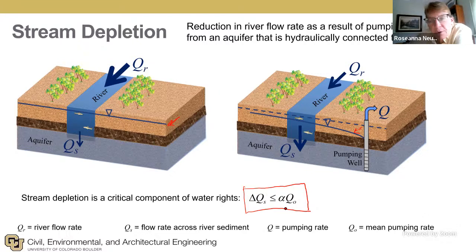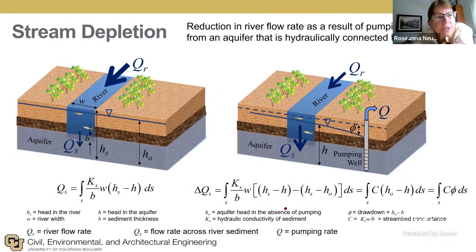So I want to also present a mathematical equation, because the rest of my talk will use that as we look at some of the simulations. What I'm showing here now has a little bit more math to it. In the picture on the left, H naught is the head in the absence of pumping. H_R is the head in the river. W is the river width. B is the thickness of the sediment.